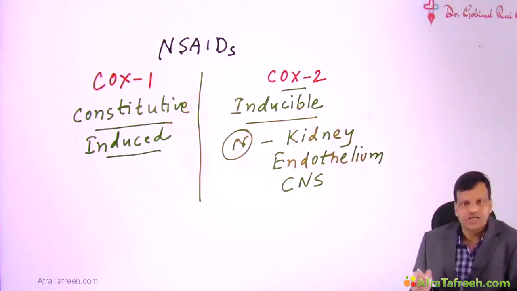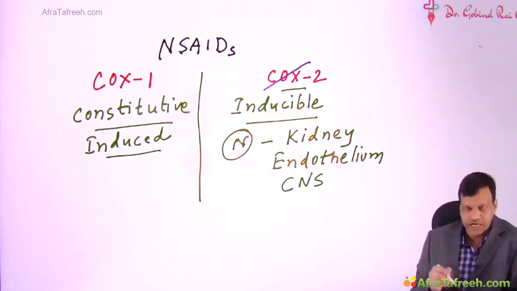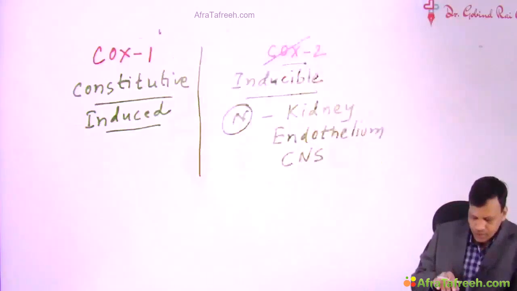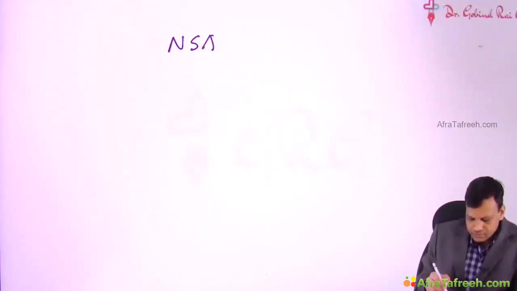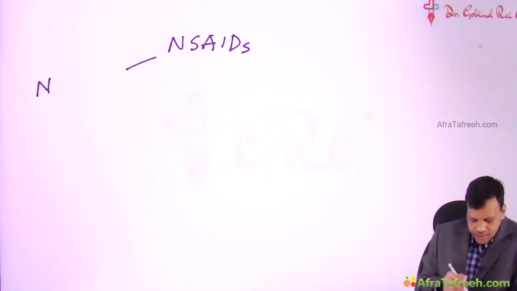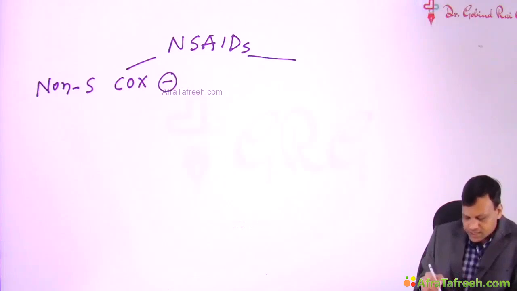So if we want to treat inflammation, we will like to inhibit COX-2. So we initially developed the drugs which were non-selective COX inhibitors that can inhibit both COX-1 and COX-2. But later on, we developed the drugs which were selective COX-2 inhibitors. So non-steroidal anti-inflammatory drugs we can grossly classify into non-selective COX inhibitors and selective COX-2 inhibitors.